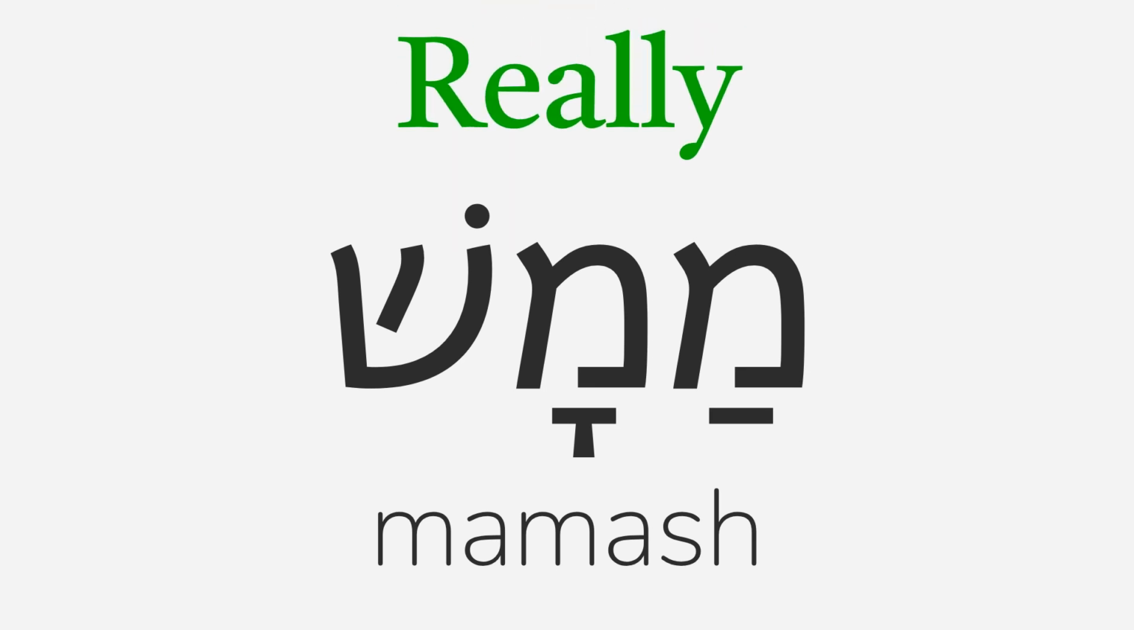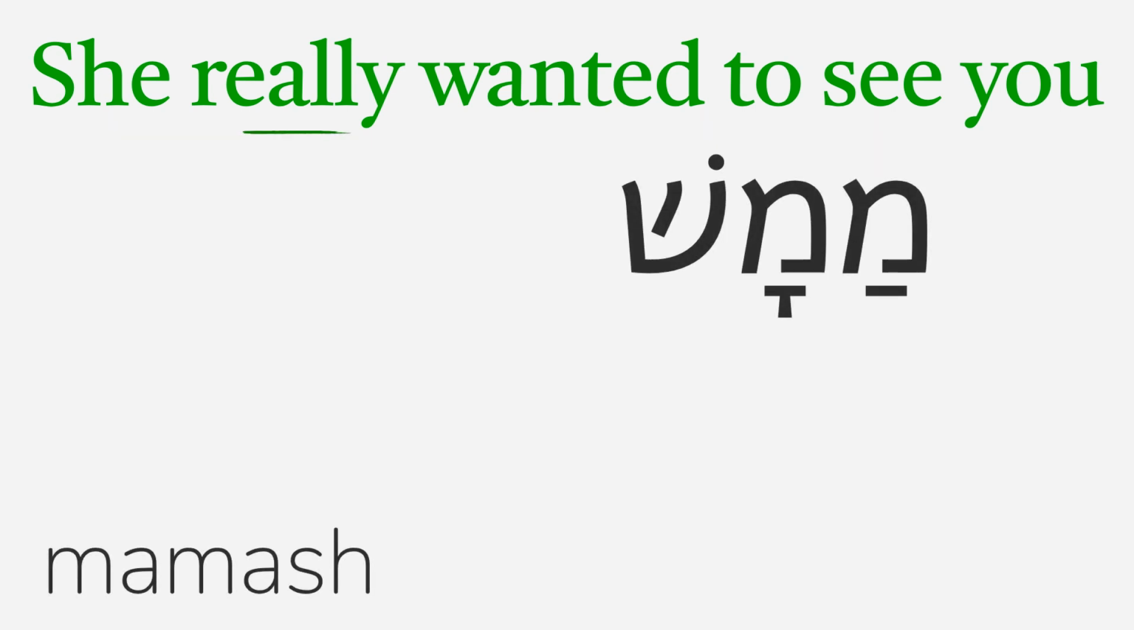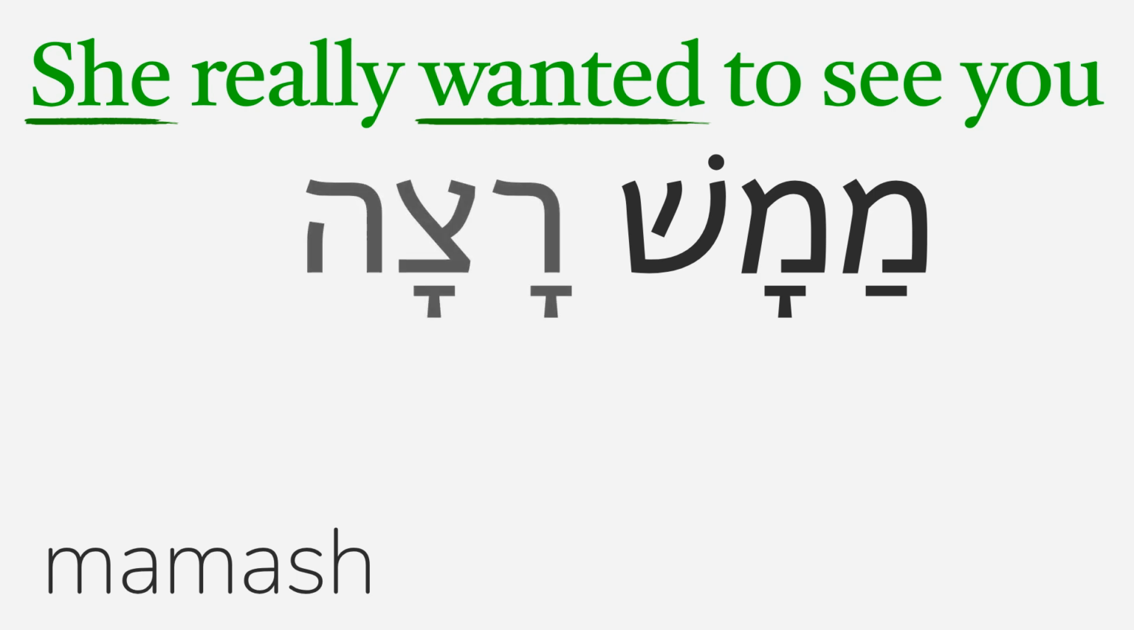We can use mamash in a sentence like, she really wanted to see you. In Hebrew, she and wanted can be just one word, which will come after the word mamash, which means really. The verb she wanted can be made from the hu form of the past tense, he wanted, which is ratsa. The he, she form of the past tense is made by taking this hu form, shortening the second vowel to a shva, and adding an a ending.